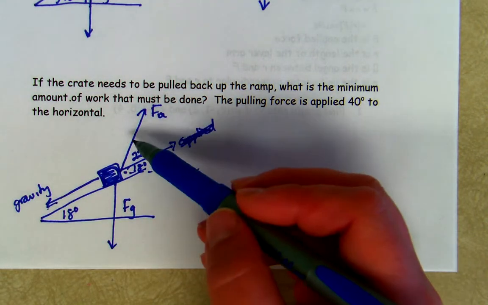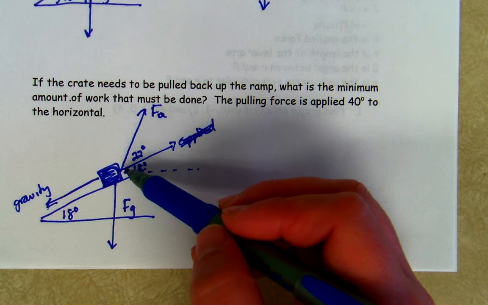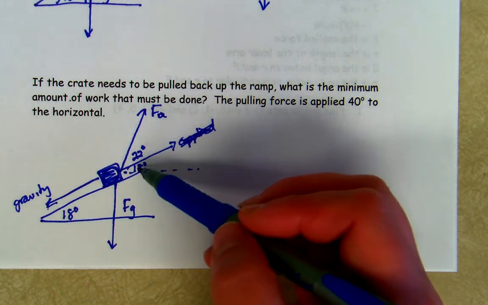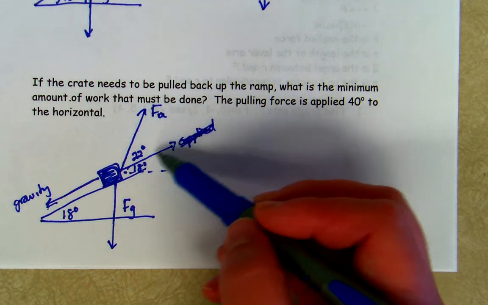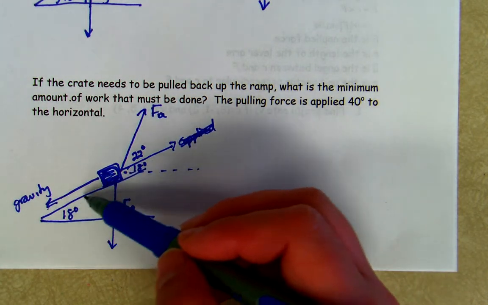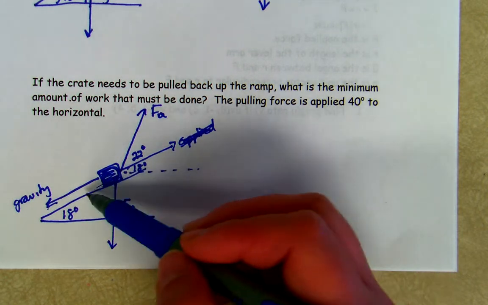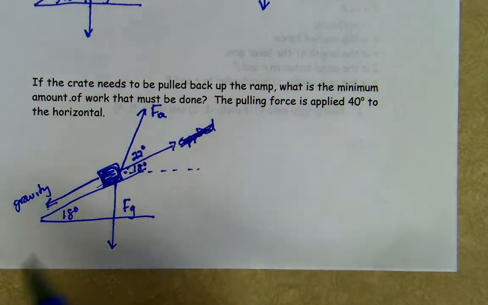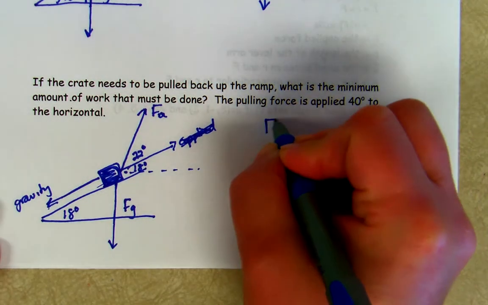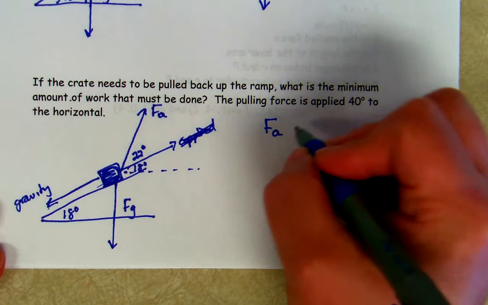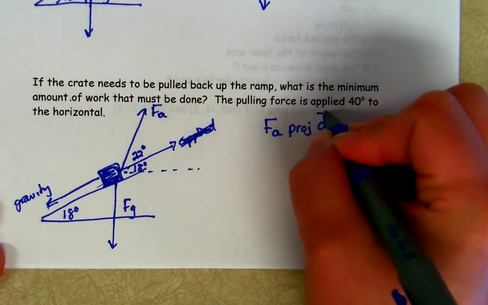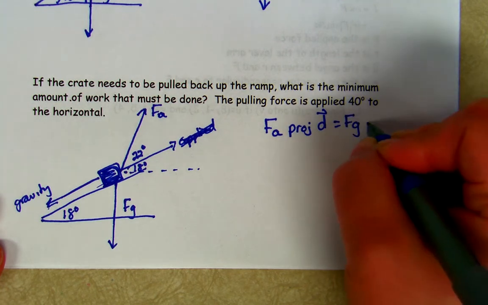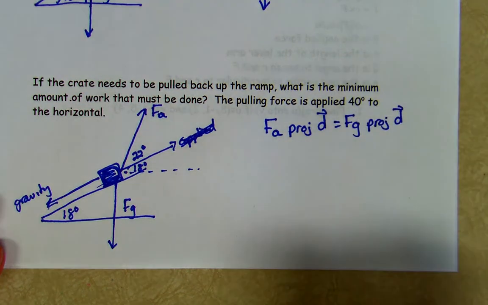But we're applying here, and the effect is going to be pulling it up. Gravity is working here, but the effect is falling it down. So we're really going to look at projecting. We're going to take this applied force and project it onto the line that's parallel to the ramp, or the axis of movement. I'm going to take this gravity and project it, because that's what's happening, and those projections have to be equal. So the force that we apply projected onto the displacement, which is the ramp, has to be the same as the force of gravity projected onto the ramp.